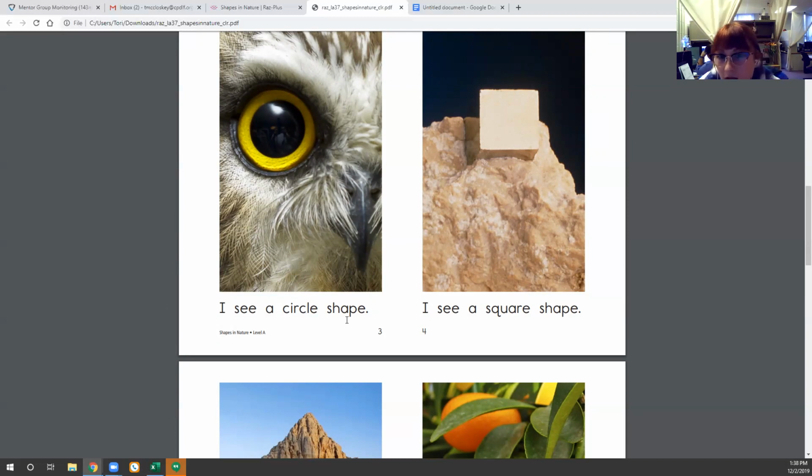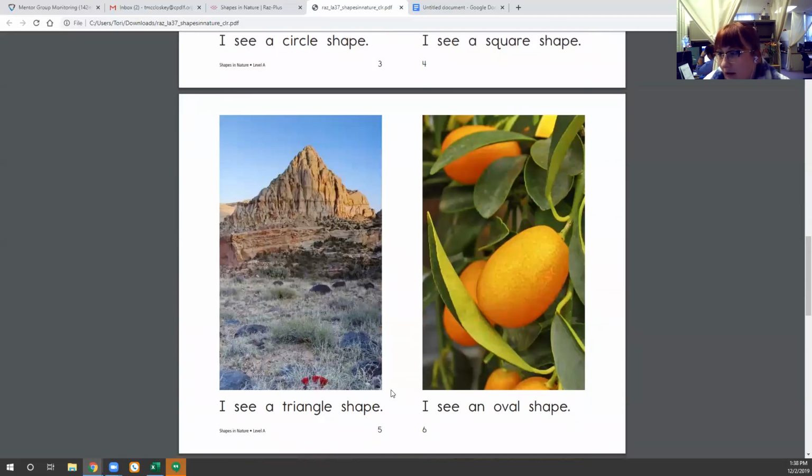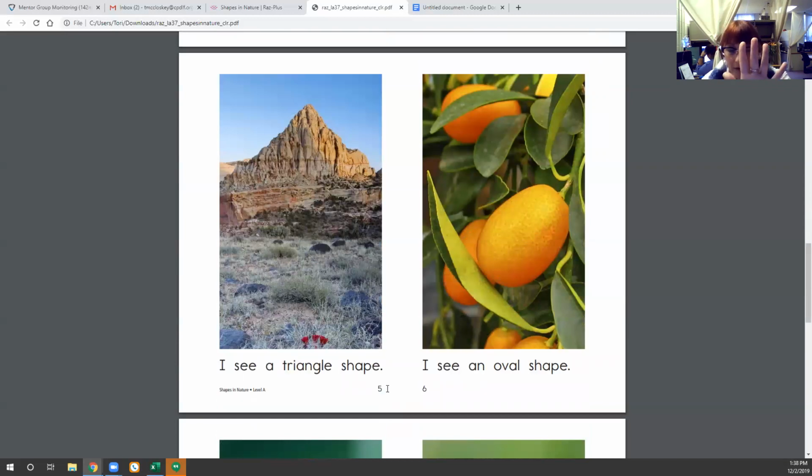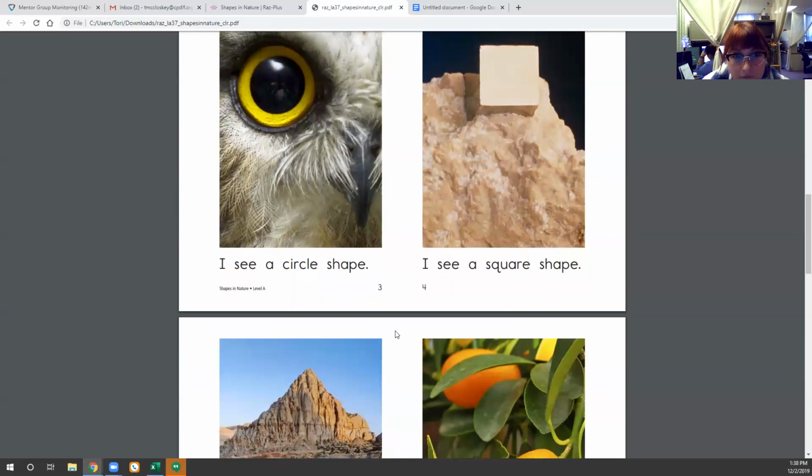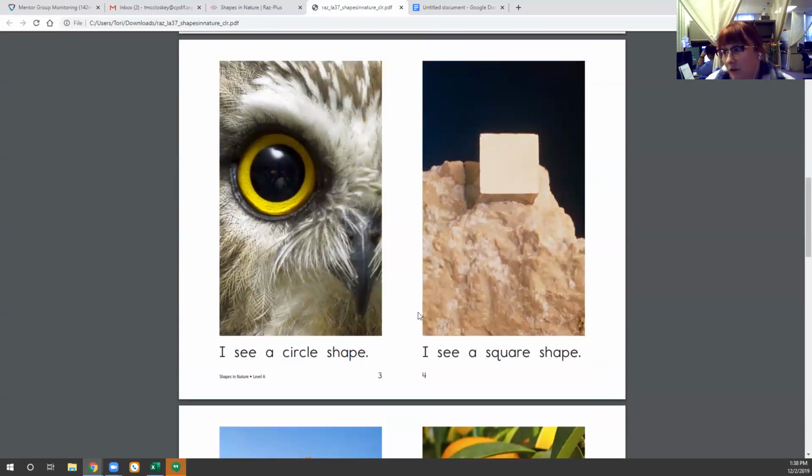Can you put your finger in the bottom corner where the page number is? This says 3. I'd like you to read pages 3, 4, and 5, then stop. And you can pause this while you read. All right, so you should have read pages 3, 4, and 5.